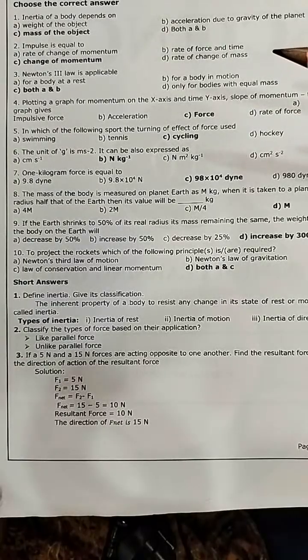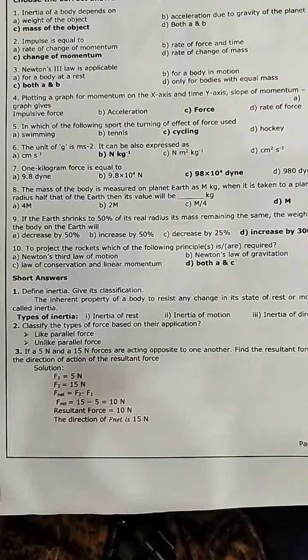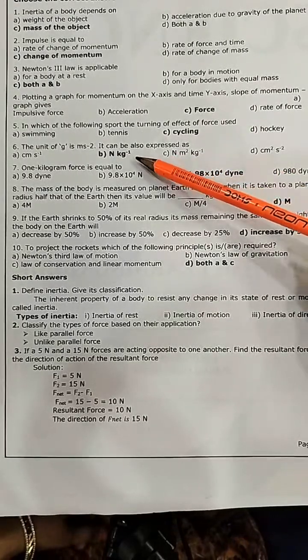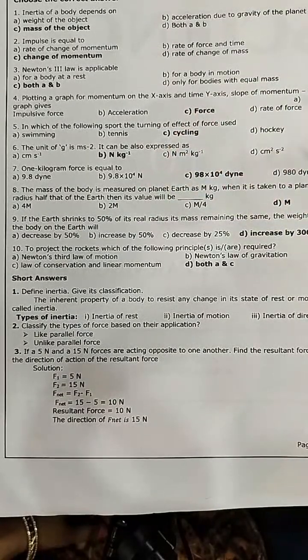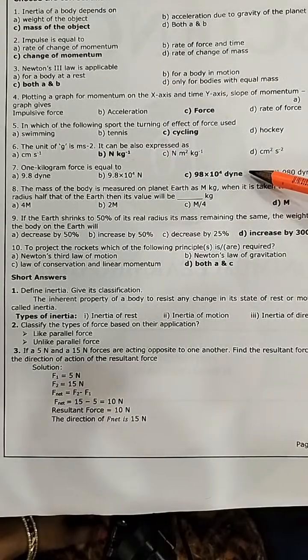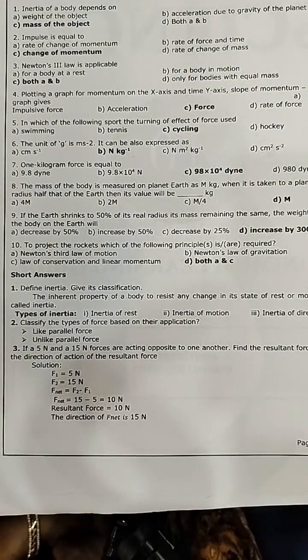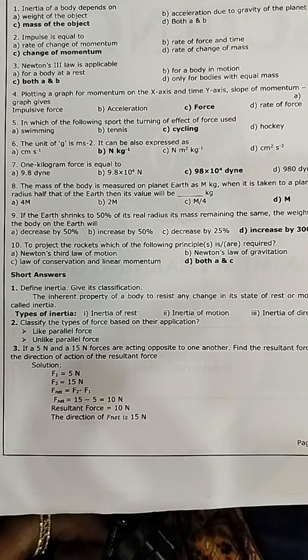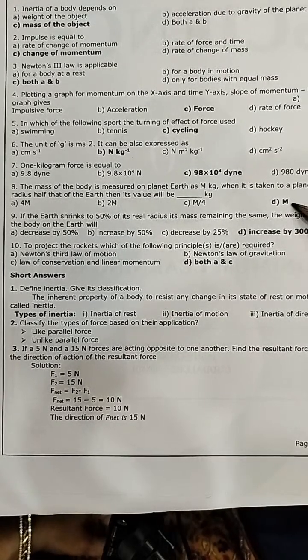In which of the following sports is the turning effect of force used? Cycling. The unit of G is m s to the power minus 2. It can also be expressed as N kg to the power minus 1. 1 kilogram force is equal to 9.8 into 10 to the power 4 dyne. The mass of the body is measured on planet Earth as M kg. When it is taken to a planet of radius half that of the Earth, then its value will be dash kg. The answer is option D, capital M.